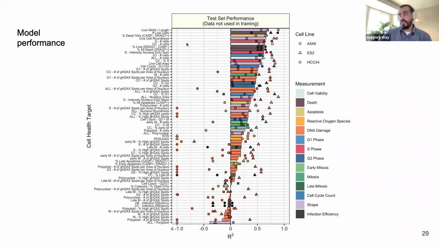But you can also see that once we get past the top handful, the lower performing models get really bad and essentially have no signal. As you continue to move down, there's a lot of variability induced in the different cell lines.